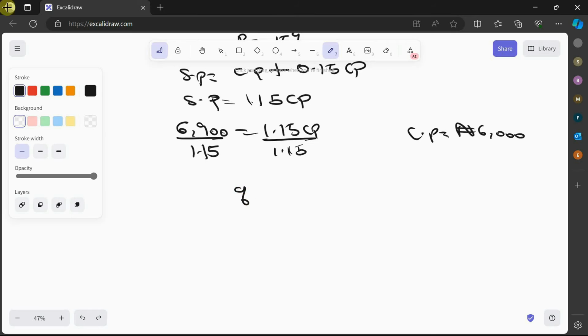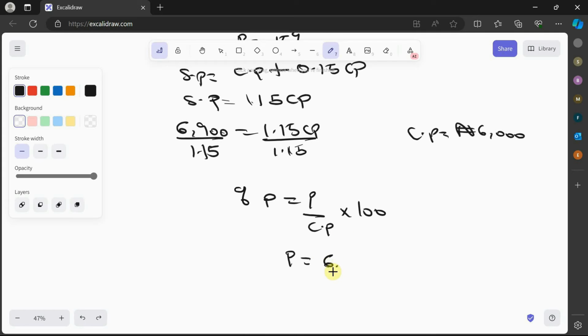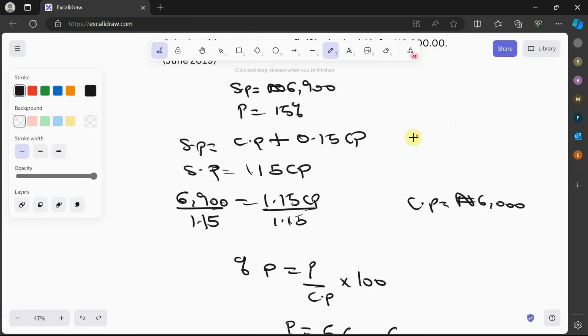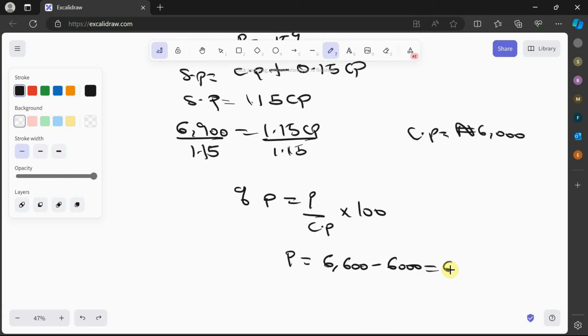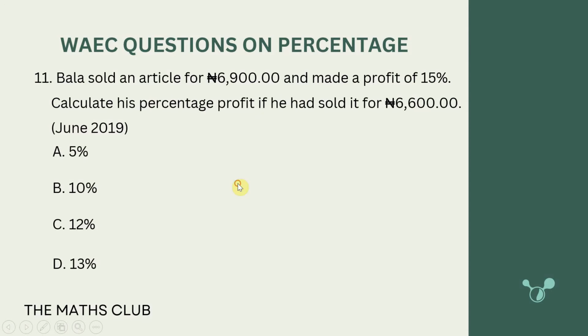So if you want to find his percentage profit if he had sold it for 6,600, for percentage profit we need to first know the profit all over the cost price, then times 100. The profit in this case would be selling price minus cost price, which is 6,600 minus 6,000, so the profit will have been 600 naira. Therefore, the percentage profit will have been 600 all over 6,000 times 100%. If we do that, this will cancel, so the percentage profit will have been 10%. Let's see if our answer is correct. That'll be option B. Great.